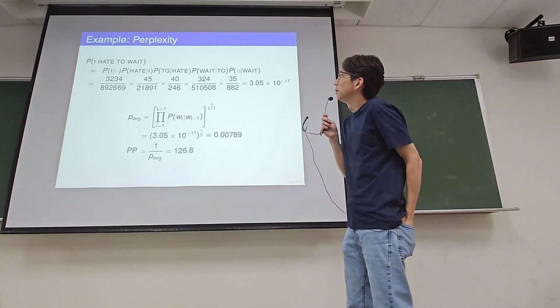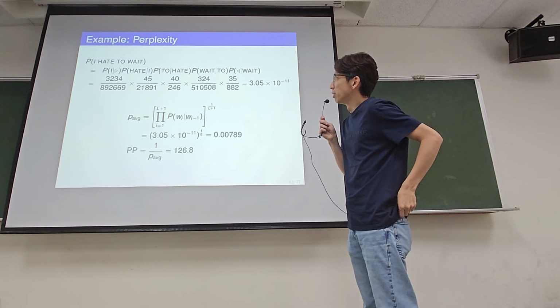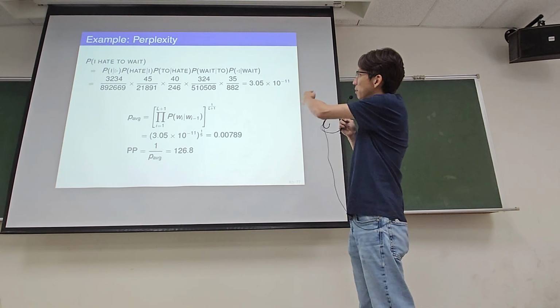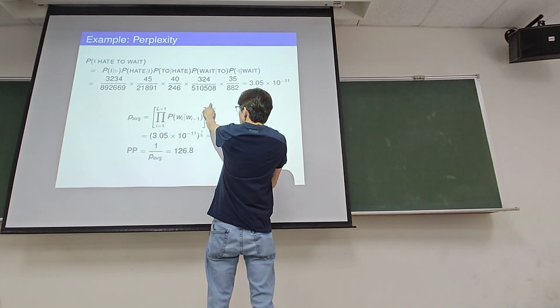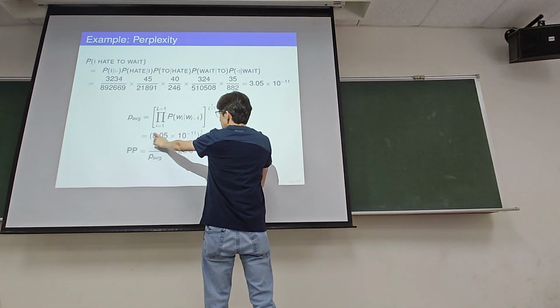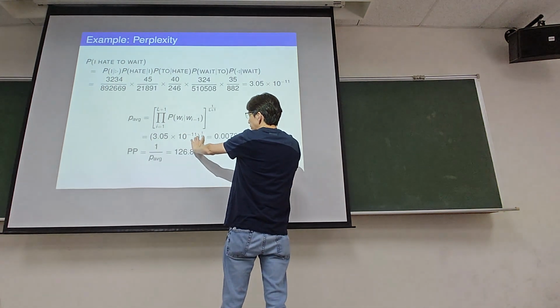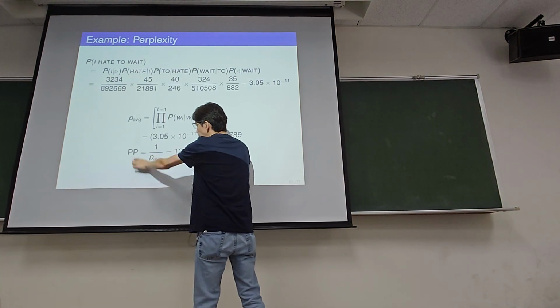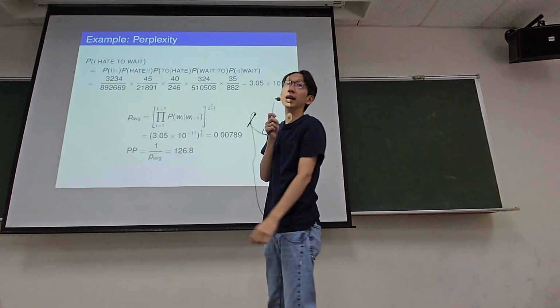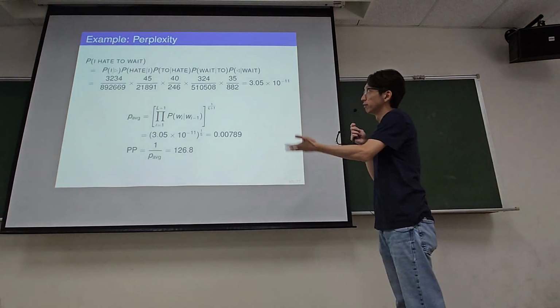You can do this with the probability of "I hate to watch". So that's the probability, and the average probability of this is that product raised to the 1 over L+1. It's 3.059 times 10 to the minus 11, to the 1 over 5th, which is 0.00789. So 1 over that is 126.8. So the branching factor is this number.